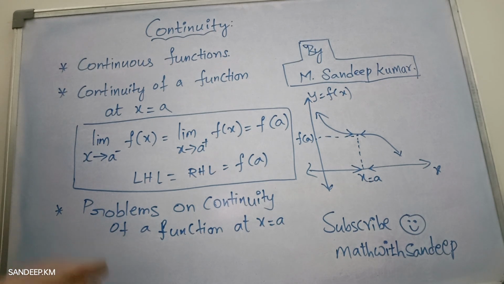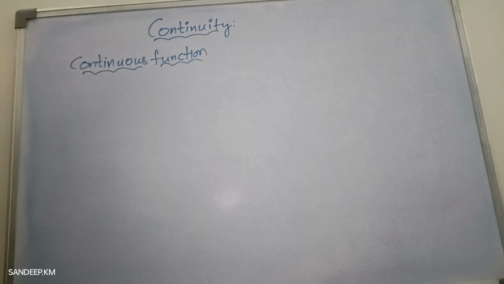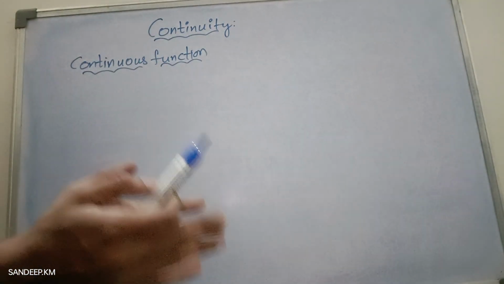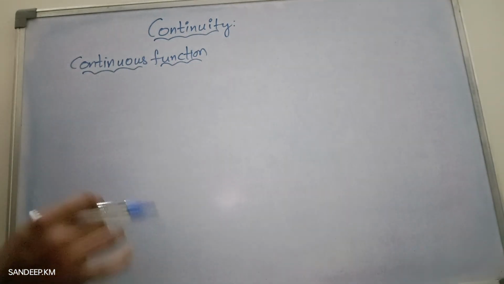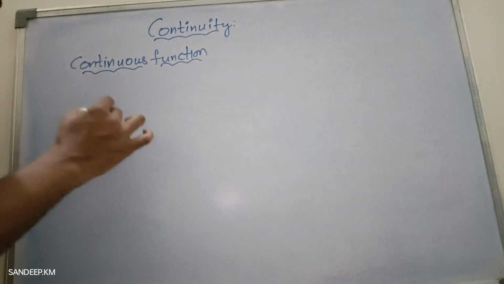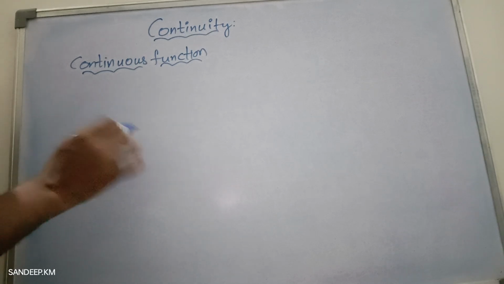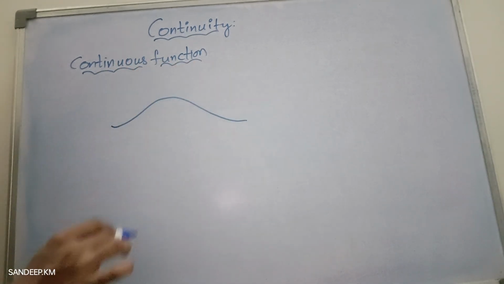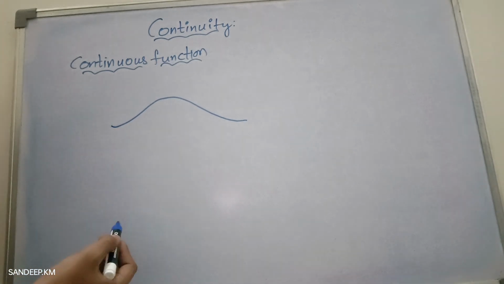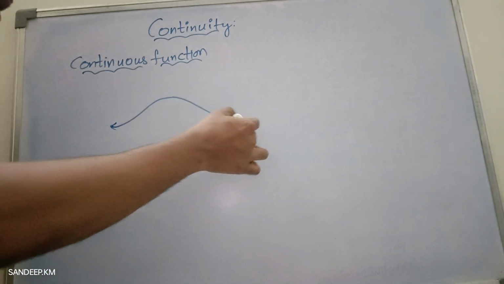Let us start with continuous functions. First, let us discuss a general meaning of continuous functions. What are continuous functions? Very simple. Students, if you can draw the graph of the function, any graph, without lifting your hand continuously in the domain of the function, then those functions are said to be what functions?